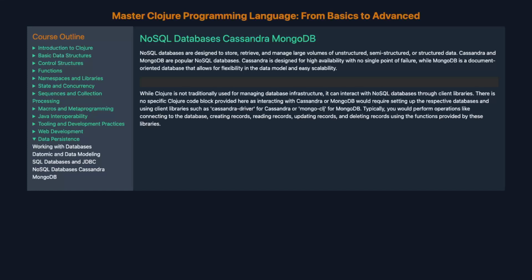While Clojure is not traditionally used for managing database infrastructure, it can interact with NoSQL databases through client libraries. There is no specific Clojure code block provided here, as interacting with Cassandra or MongoDB would require setting up the respective databases and using client libraries such as Cassandra Driver for Cassandra or MongoCLJ for MongoDB. Typically, you would perform operations like connecting to the database, creating records, reading records, updating records, and deleting records using the functions provided by these libraries.